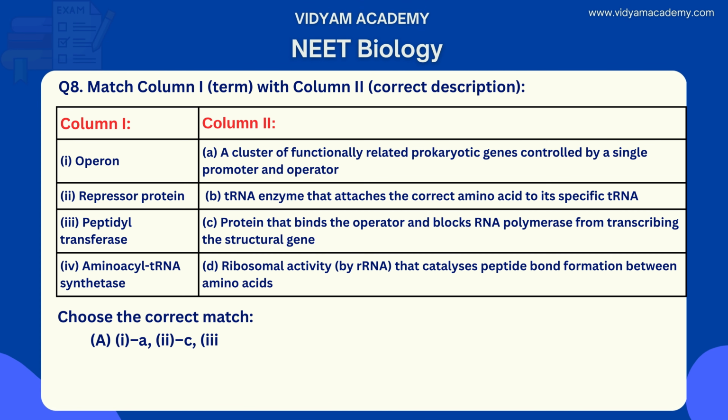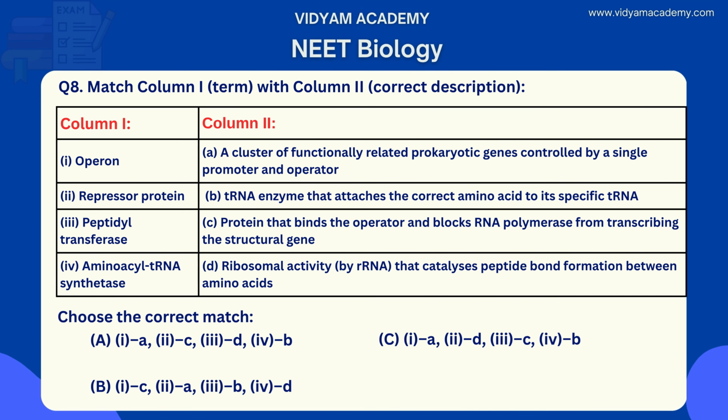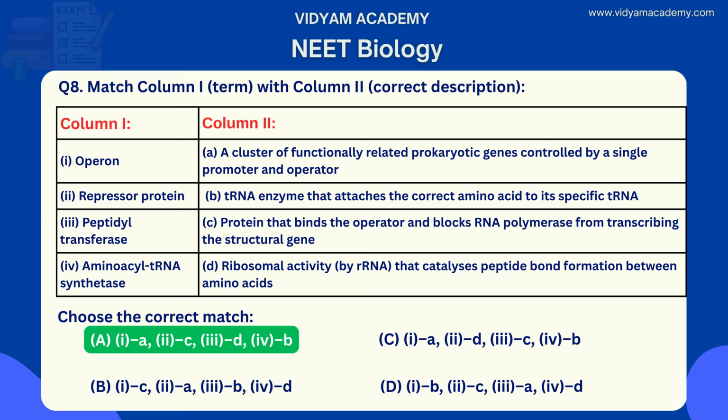Option A, 1A, 2C, 3D, 4B. Option B, 1C, 2A, 3B, 4D. Option C, 1A, 2D, 3C, 4B. And option D, 1B, 2C, 3A, 4D. What is the right answer? Option A is the right answer for this question: 1A, 2C, 3D and 4B.